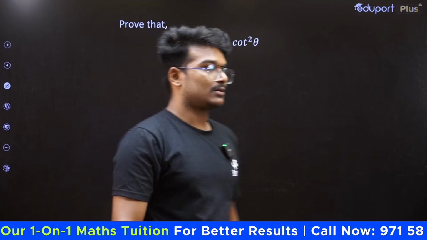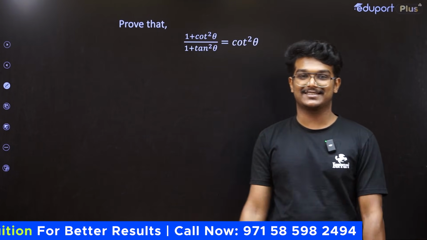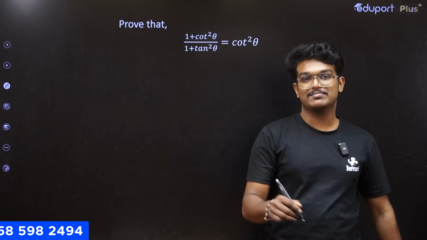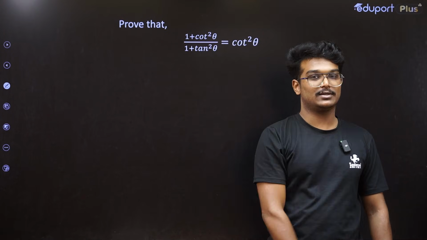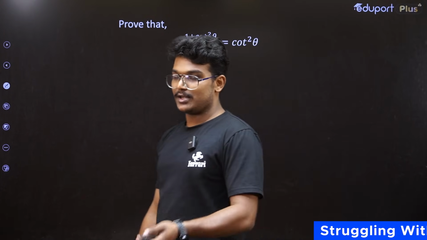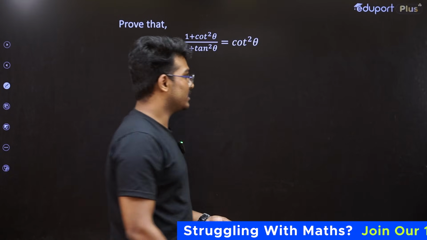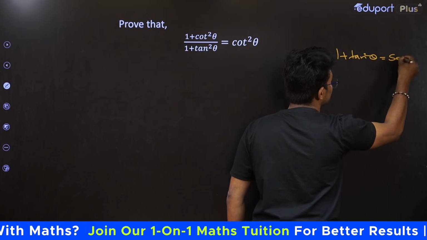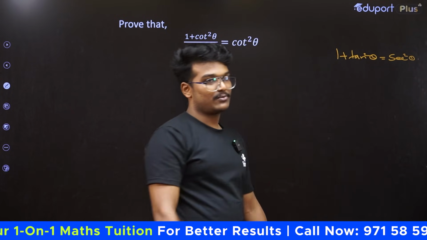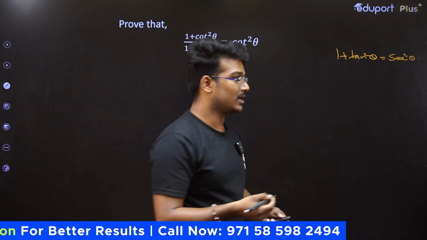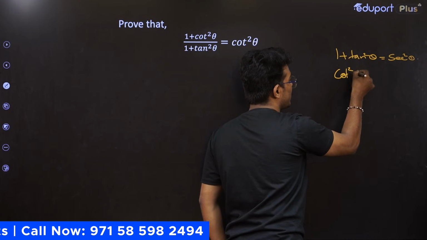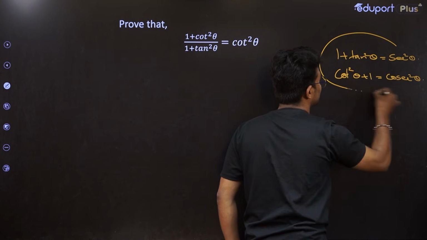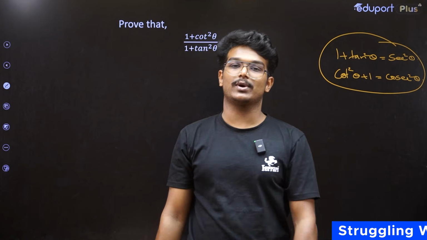Prove that. Yes, prove that questions. This is a little bit confusing, right? Okay, prove that (1 plus cot square theta) divided by (1 plus tan square theta) is equal to cot square theta. Okay, we already know that we have the identities here. Which are the identities? 1 plus tan square theta is equal to sec square theta, and also cot square theta plus 1 is equal to cosec square theta. These are the two identities related to this question.